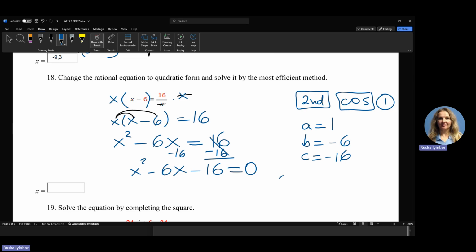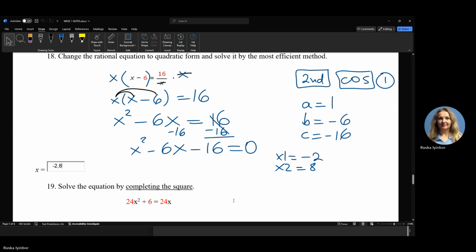So when you put that in and then you press solve, what do you get? x1 equals -2 and x2 equals 8. And that's all your answer. So you have -2 and 8. Okay, questions? Yes. It doesn't matter if you put 8, -2 or -2, 8. Any questions?